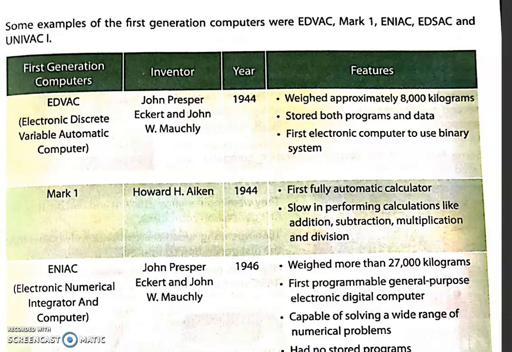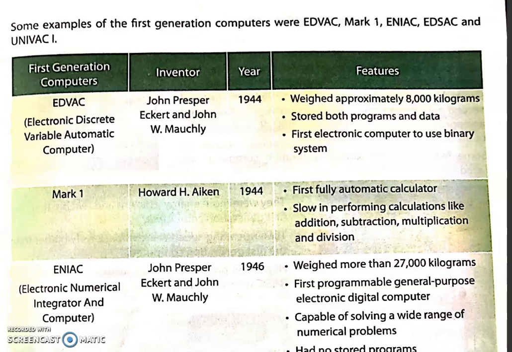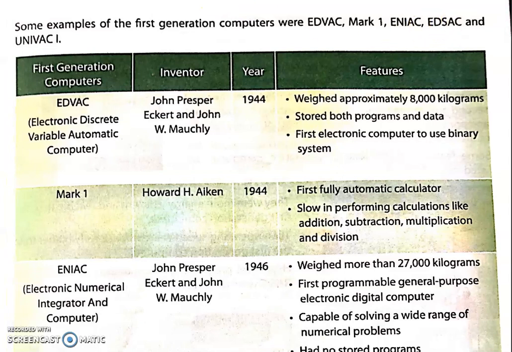The features of EDVAC were that it weighed approximately 8,000 kilograms. Today, the laptop that you're using to watch this video must be weighing not more than 4 or 5 kilos. This used to weigh 8,000 kilograms, and it stored both programs and data. It was the first electronic computer to use the binary system. Now what is the binary system? We will learn it in detail in our next chapter. But a computer does not understand characters or words or any other language. A computer only understands 1 and 0.